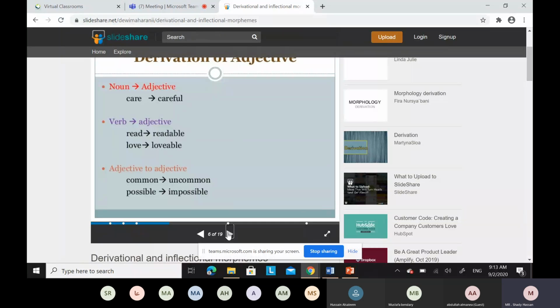We can add the prefix re to the beginning of the word: play, replay; read, reread; write, rewrite, which means what? I'm going to repeat the verb. Read, reread, which means I'm going to read again. Write, rewrite, I'm going to write again.